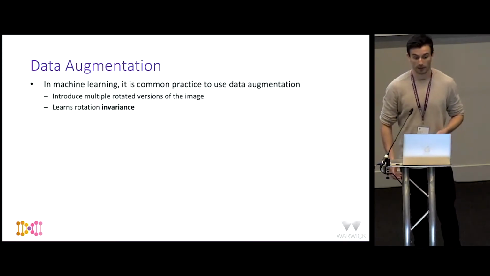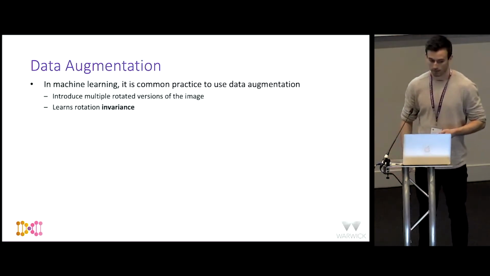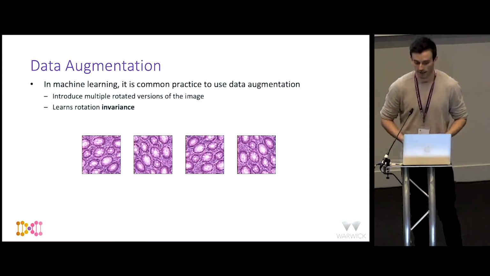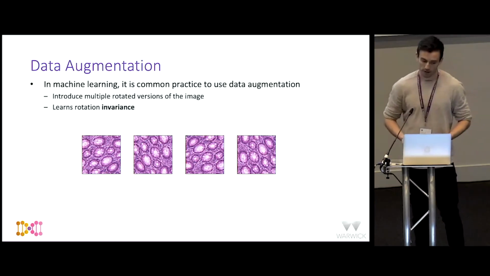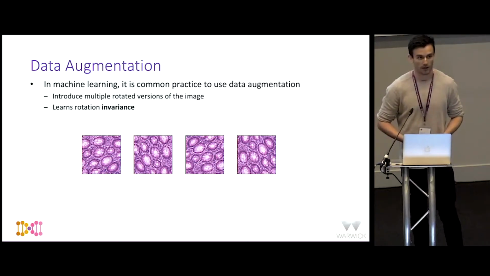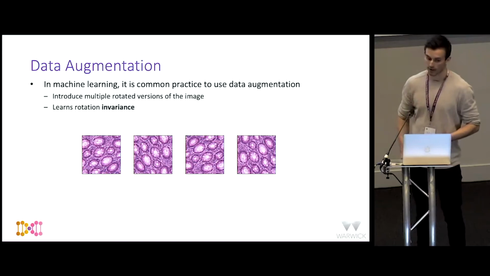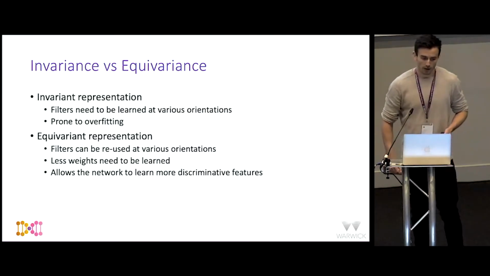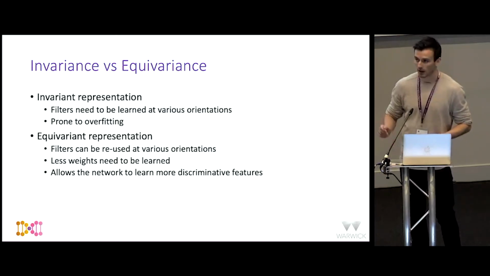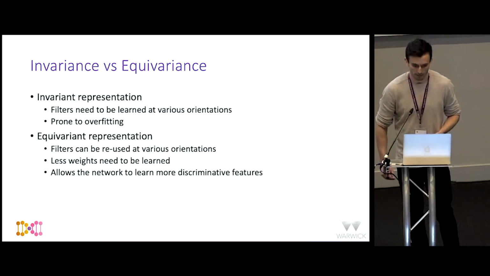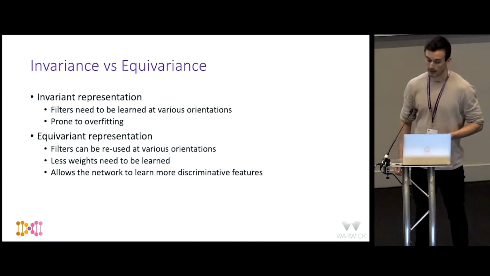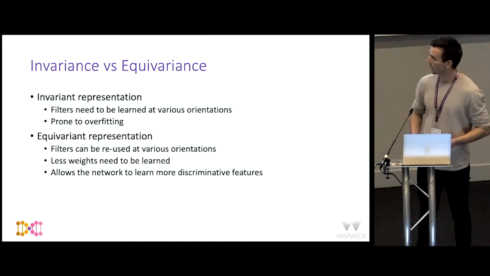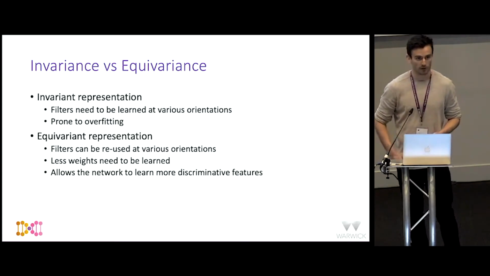Now, data augmentation has been used very widely to achieve invariance. So because we're talking about rotation, introducing various rotated images into the network will achieve rotation invariance. But this requires any network to learn the filters at various orientations. And the mapping is independent of the transformation. So, as I said, because these filters need to be learned at various orientations, the models are prone to overfitting. Whereas when a network or a model is equivariant, this means that the filters can be reused at various orientations and allows the network to have more of an expressive capacity and learn more discriminative features.